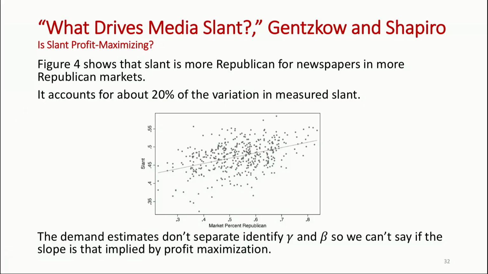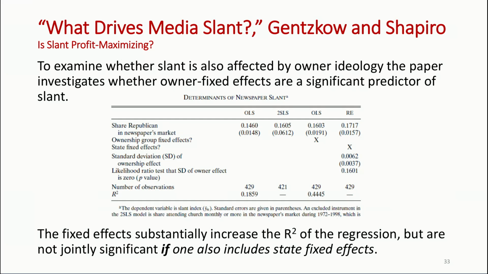So then the final thing they do is they regress the slant on the share Republican in the market, and then ownership fixed effects, to see whether it looks like owners matter. They do this two ways. One is they look at owner political contributions and put owner political contributions on the right side. For some reason, it's not in the same table. And the other thing they do is put in ownership fixed effects and see whether the owner fixed effects increase the R squared of the regression. If you put the owner fixed effects in, it does make a big increase in the R squared of the regression. It more than doubles the R squared from 0.18 to 0.44.